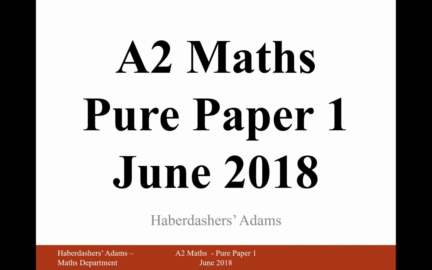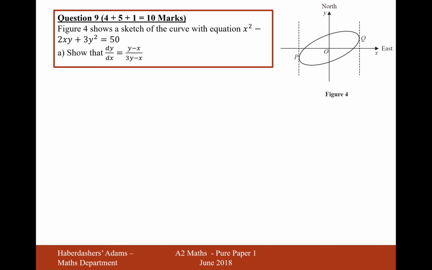We're on June 2018, paper 1, and here we're on question 9, an implicit differentiation question. Figure 4 shows a sketch of the curve with equation x squared minus 2xy plus 3y squared equals 50. Show that dy by dx is equal to this expression here. So let's write out what we're working with: x squared minus 2xy plus 3y squared equals 50.